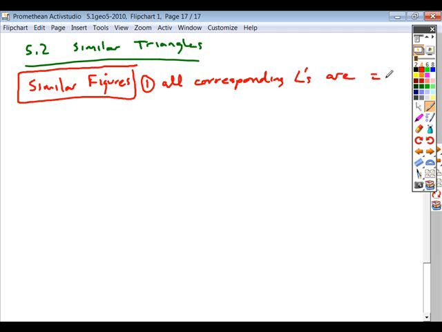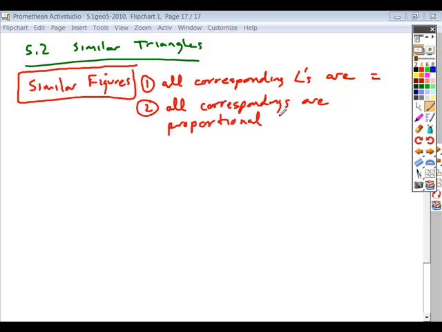Okay, so if two things are similar, then all the angles that correspond to one another are exactly the same measure. And all the corresponding sides are proportional. Okay, so that means for them to be proportional, they have the same ratio.